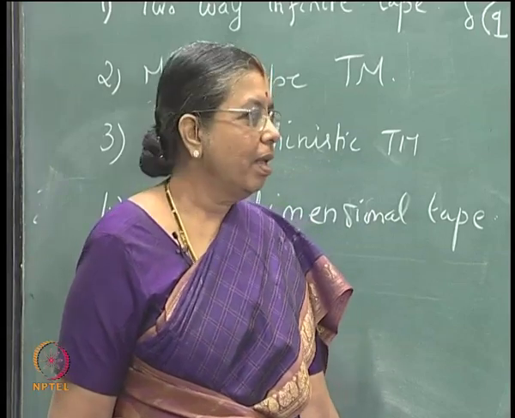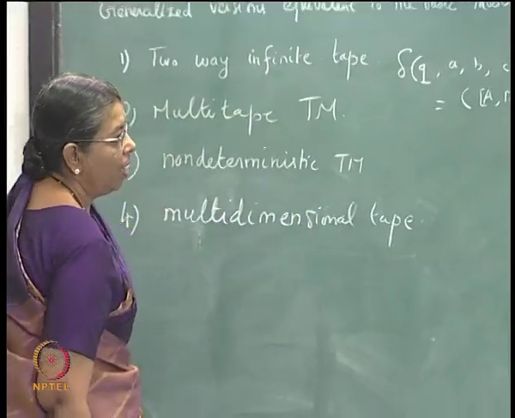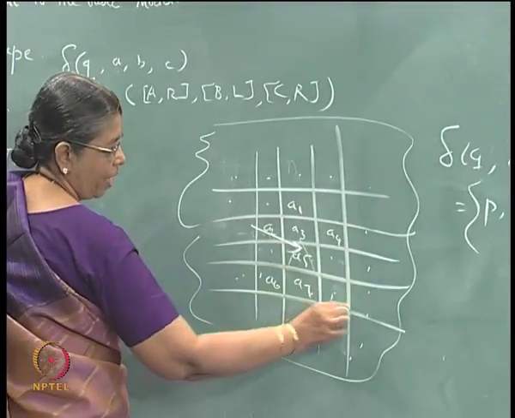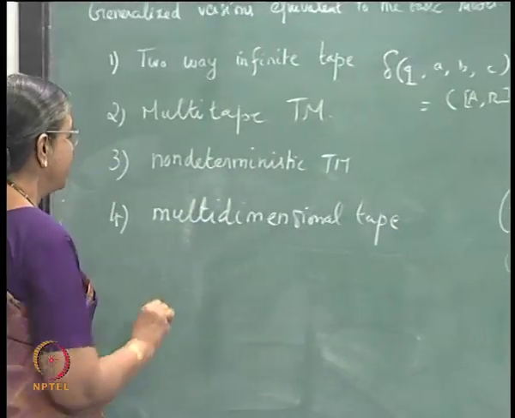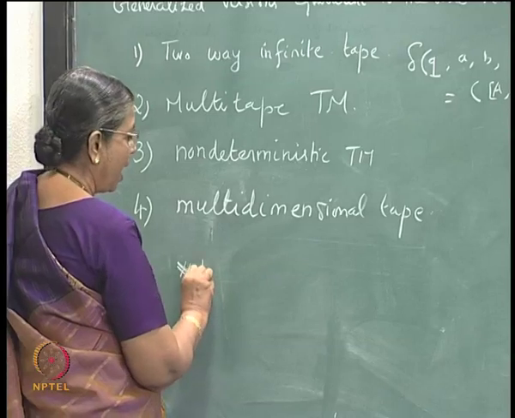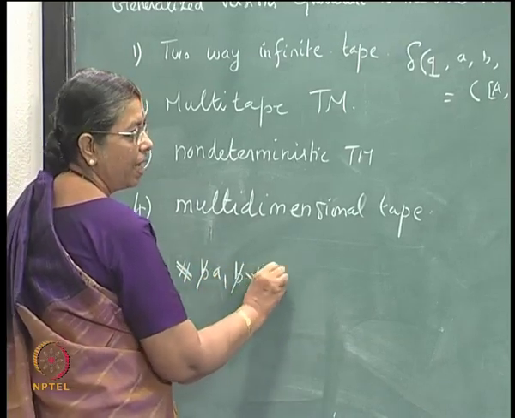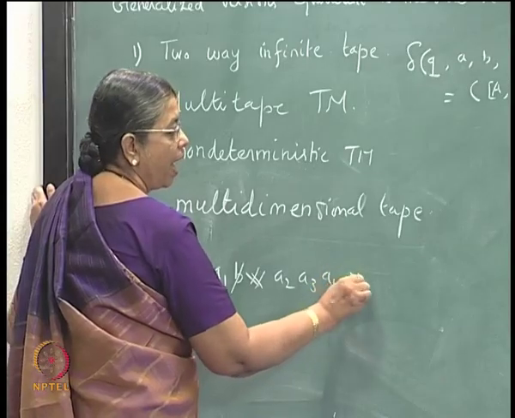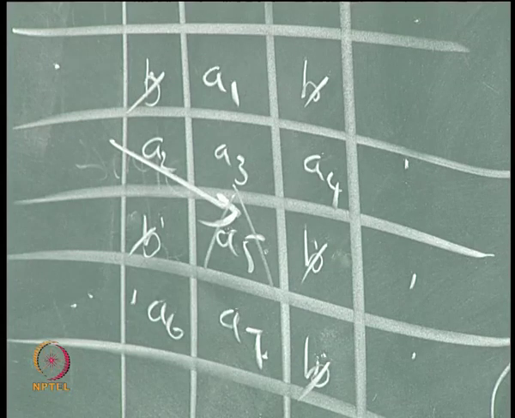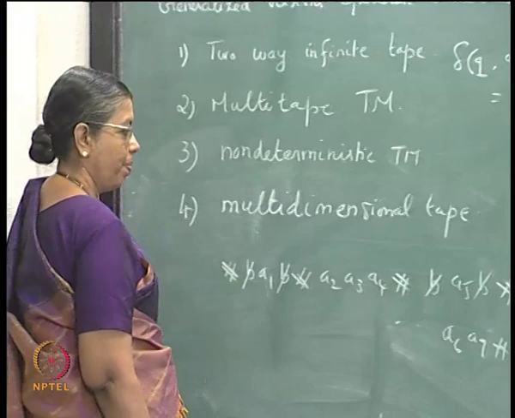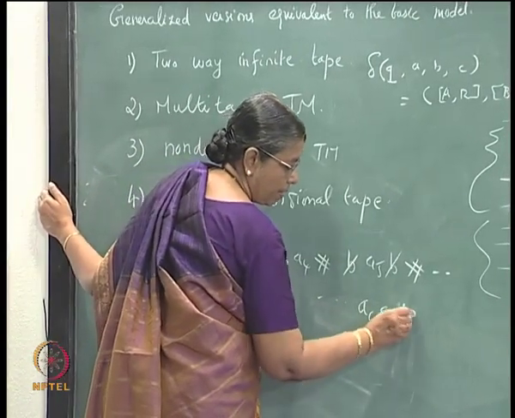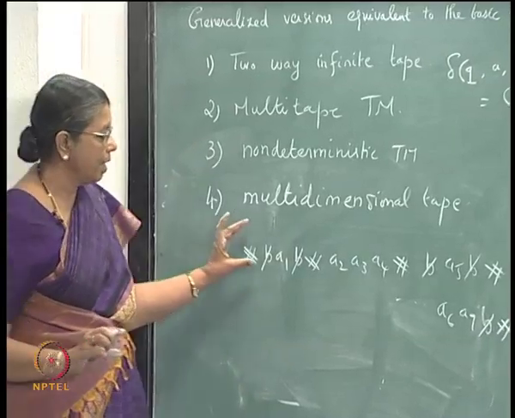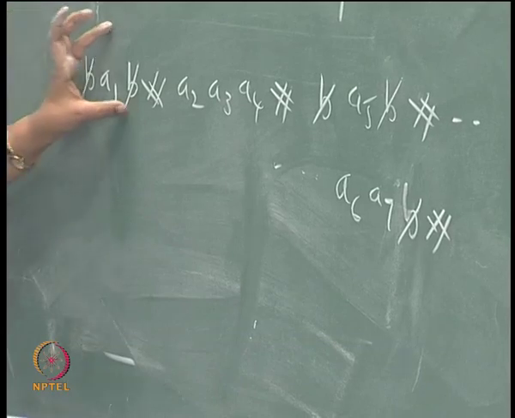It will not give additional power, because suppose this is the non-blank portion, and this is blank, this is blank, this is blank. So, this can be represented by say some hash, blank A1 blank hash A2, A3, A4 hash blank A5 blank hash A6 A7 blank hash. This is a continuation, same tape. The whole thing you can write as strings within the hash marker, each row you can write like this.